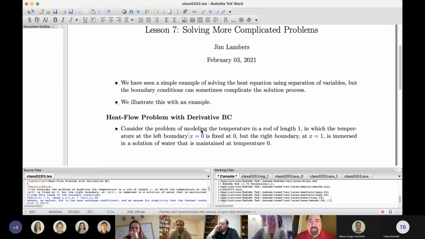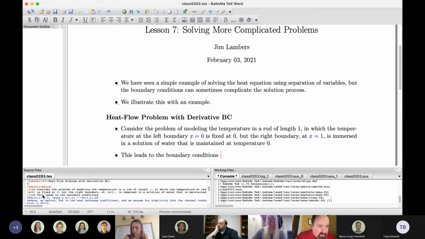All right, so the problem we're going to look at is still modeling temperature in a rod of length 1. So we're working on the interval 0 to 1, like before. In the previous example of separation of variables, the temperature of the rod was fixed at 0 at both ends. This time, it will only be fixed at 0 at the left end at x equals 0. But now at x equals 1, the right end point, we're immersing it in a solution of water that is maintained at temperature 0. So that does not fix the temperature of the rod. It only fixes the temperature of the medium surrounding the rod at that endpoint.